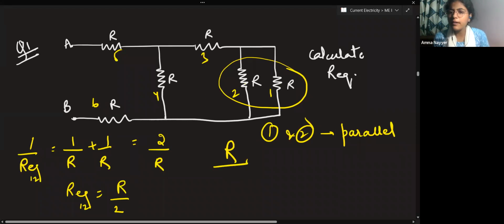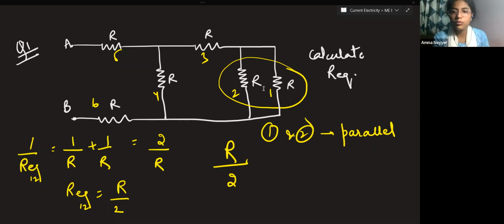How many resistors are there? 1, 2. Am I getting the same answer? So this saves your time a lot. This will definitely save your time. R by 2, it will simply be R by 2.